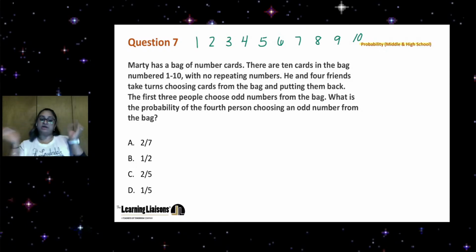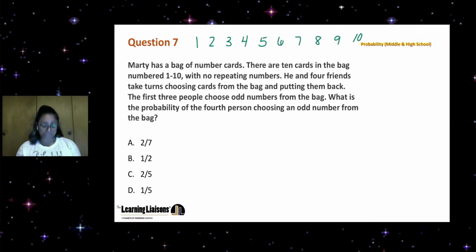So they're taking stuff out and putting it back, taking stuff out and putting it back. The first 3 people choose odd numbers from the bag. Did they keep those numbers? No, because they told us that they take it out and put it back. So no matter what you do, you still are starting with the same numbers every single time.